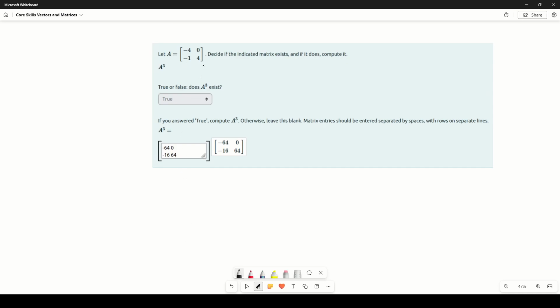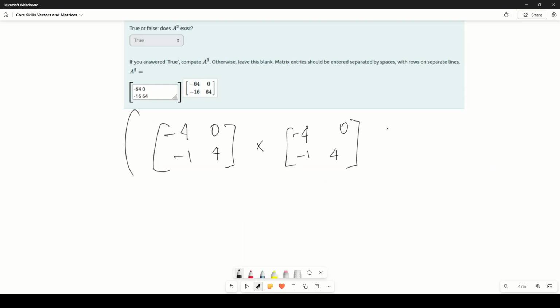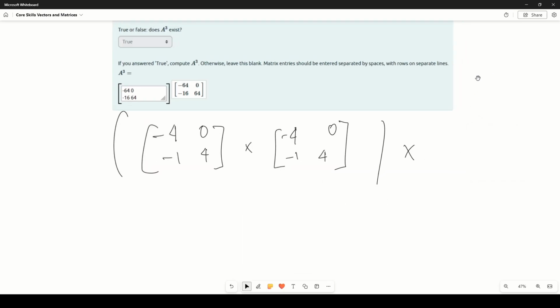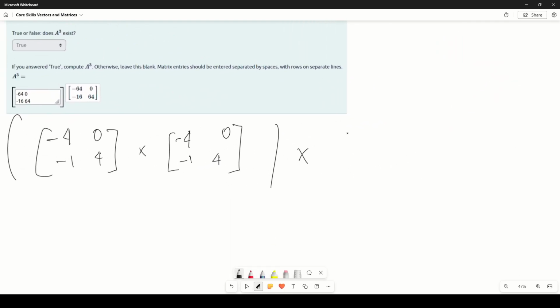So this is the same method as before. You're just going to first multiply A by A, and then multiply what you get at the end by A again. Do that first, then multiply by A again. And that should give you the answer for A cubed. We can go through that at the end, maybe, if we have time.